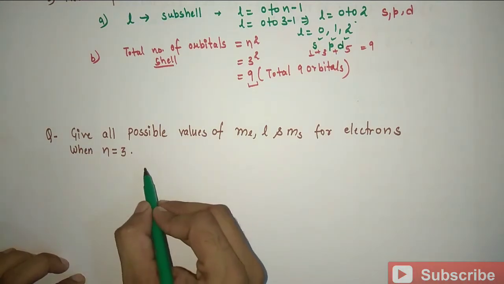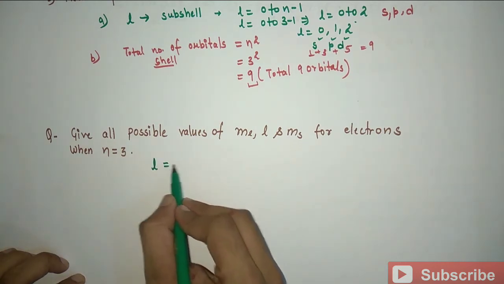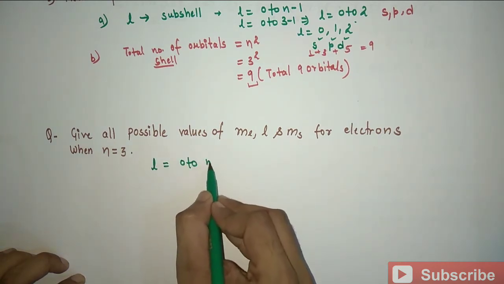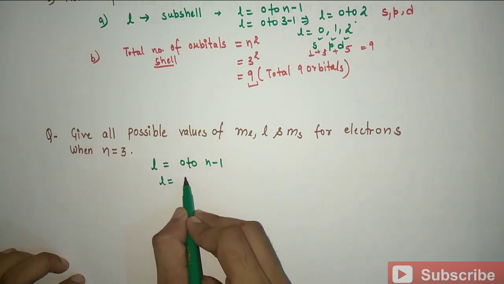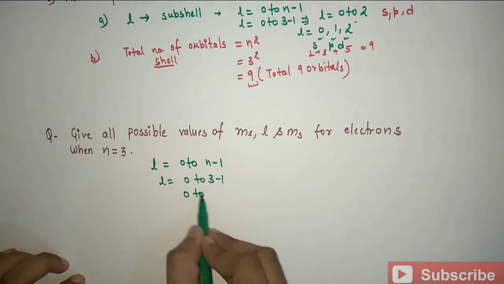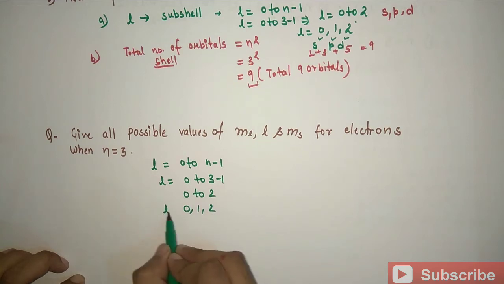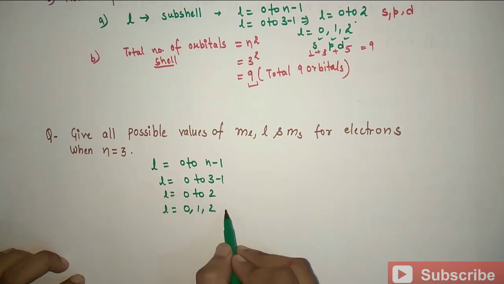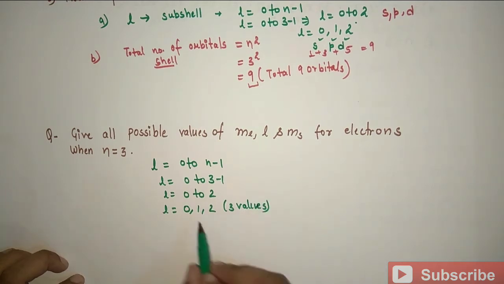So the azimuthal quantum number l is equal to 0 to n minus 1. Here in this case n will be 3. So l comes out to be 0 to 3 minus 1, that is 0 to 2. So this comes out to be 0, 1 and 2. So l can have 3 values: 0, 1 and 2.